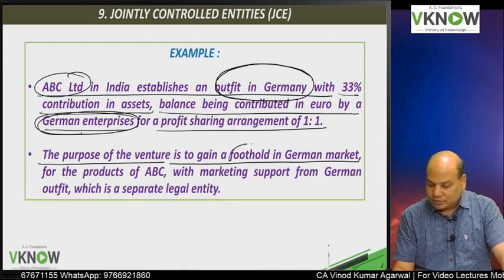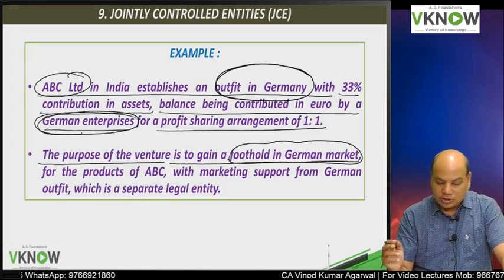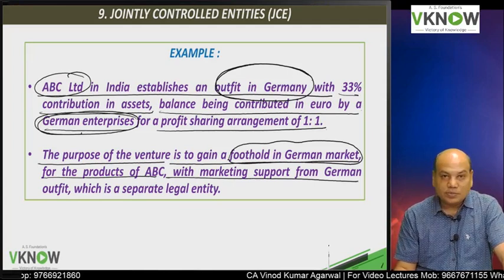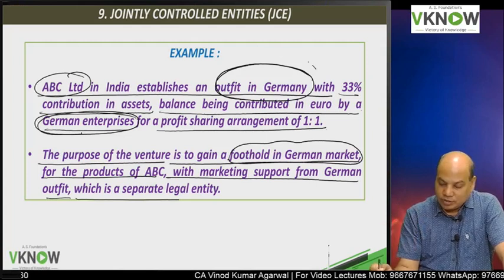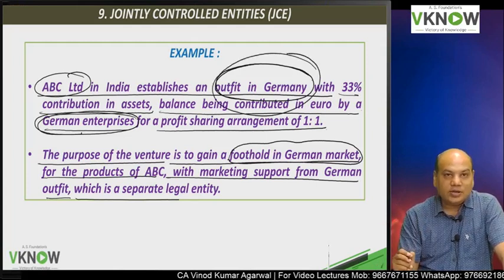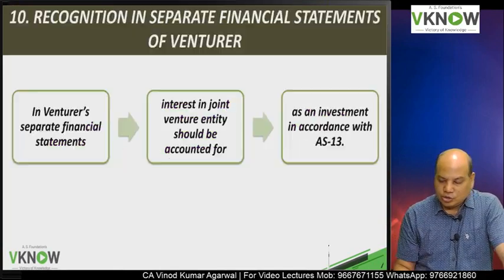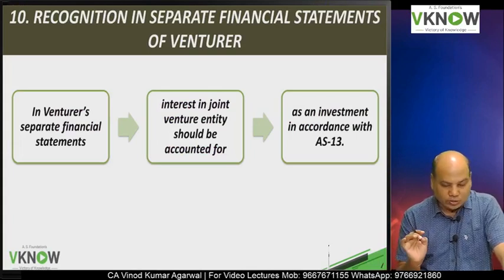You will get a foothold in German market, you will be exposed to German customer, so that the products of ABC with the marketing support from German outfit can be made in Germany. But this new entity is a separate entity, and this type of arrangement is called jointly controlled entity. Now what about the accounting treatment?